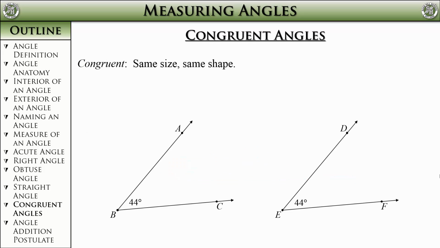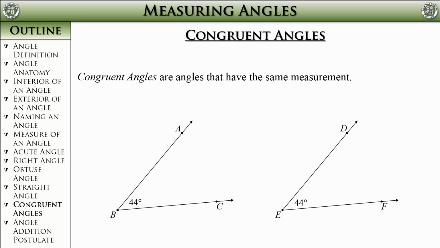Now let's look at congruent angles. Congruent is always and forever going to be things that are the same size and same shape. You must pass both parts in order to be congruent. So if we are looking to see if two angles are congruent, we already know they're the same shape. They are both angles. The only thing we need to check then is if the angles have the same measurement. If they do, then they are congruent.